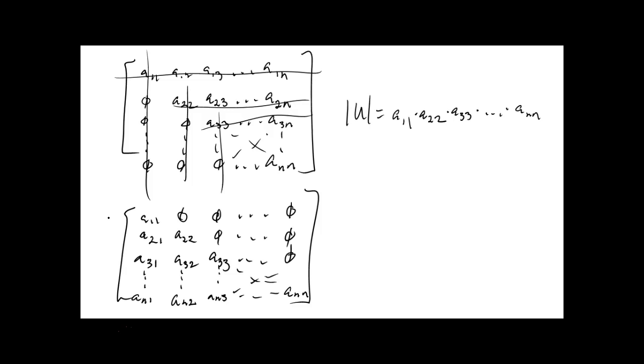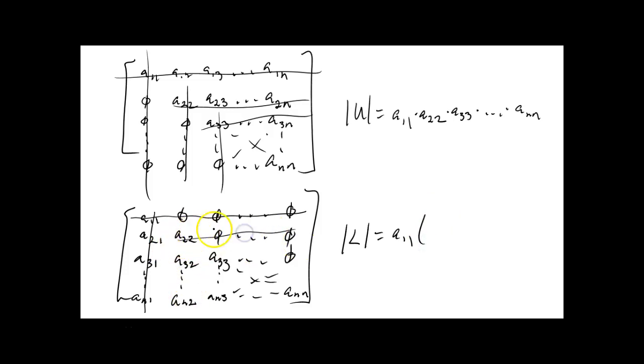Find the determinant. Either the first row or the last column, because they only have one non-zero entry in them. So that determinant of the lower triangular matrix would be A11 times, and then you wipe out that row and that column, and then you would do the next one.